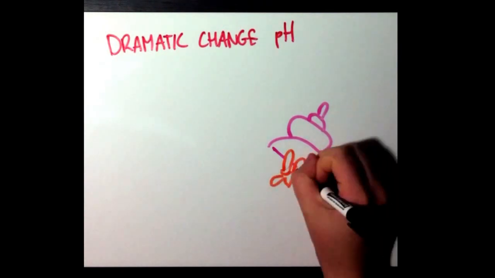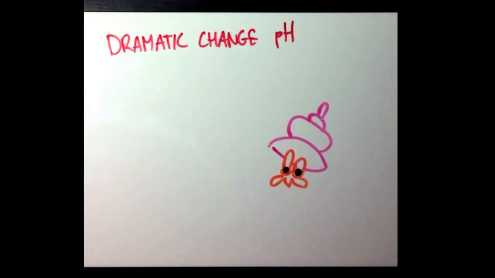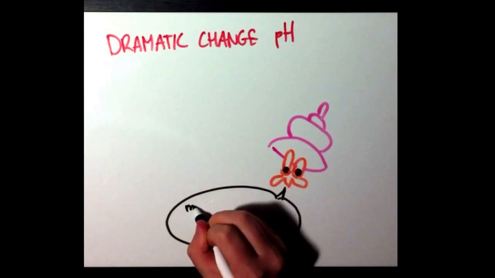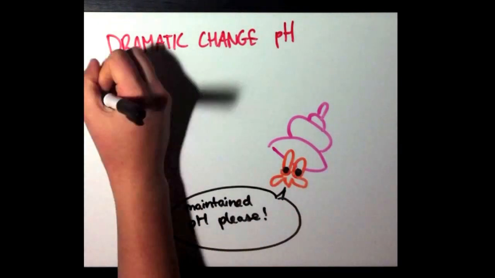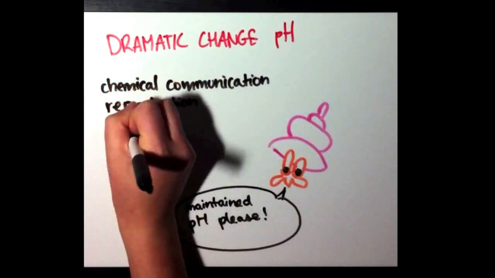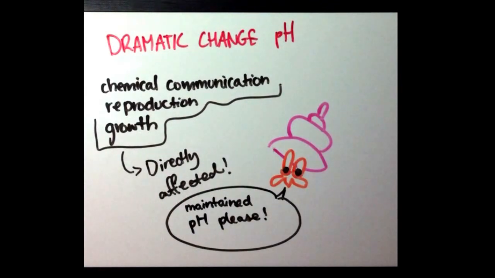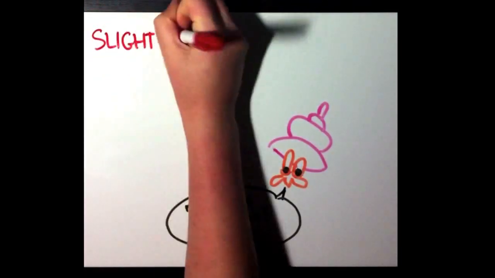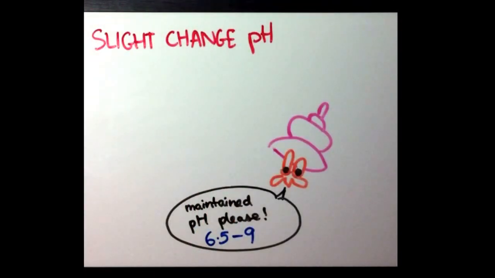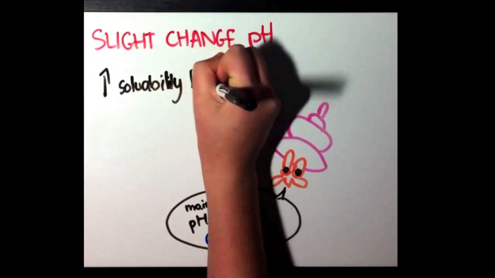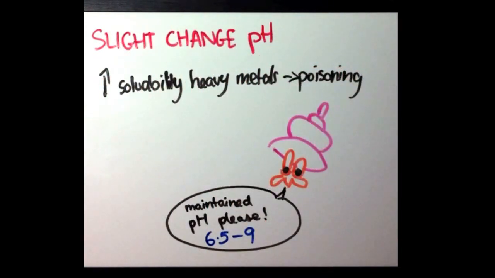With a dramatic change of pH, most organisms would struggle to survive and die out before they could evolve to tolerate the new pH. Their chemical communication, reproduction, and growth would be directly affected if a change in pH was to occur. Most aquatic organisms prefer pHs of around 6.5 to 9. Even keeping within this pH range, slight effects in pH can have massive implications on ocean life. A slight change in the pH of water can increase the solubility of many heavy metals, phosphorus, and other nutrients.